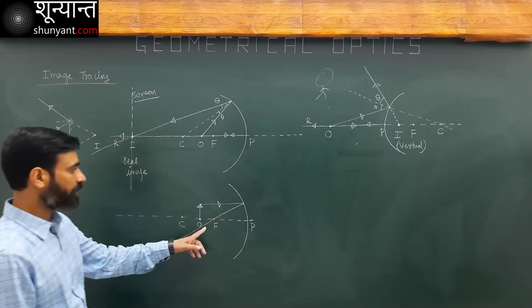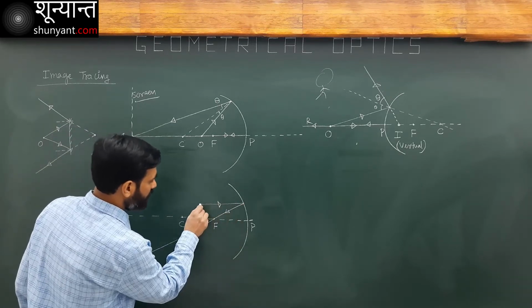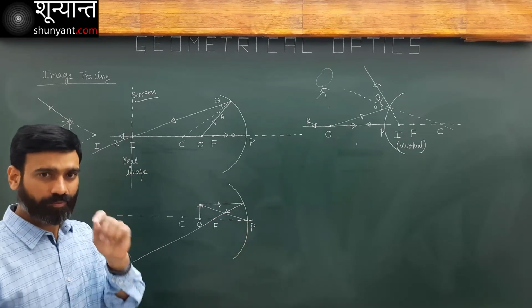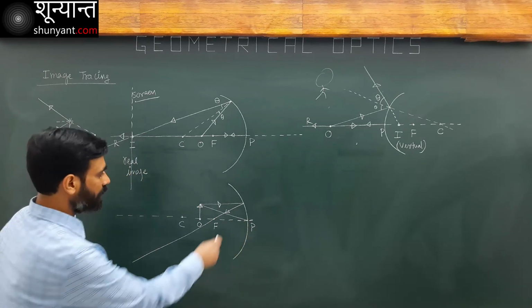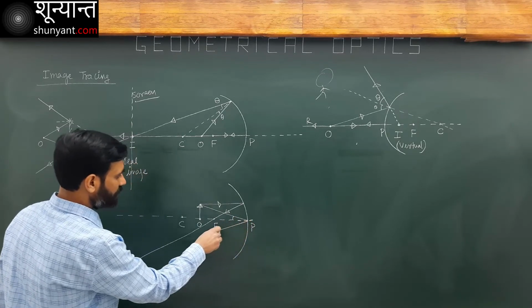Okay, parallel light passes through focus. What about this? I need minimum 2. Okay, this is making some angle. After reflection, it is going to make the same angle. It will be reflected like this.